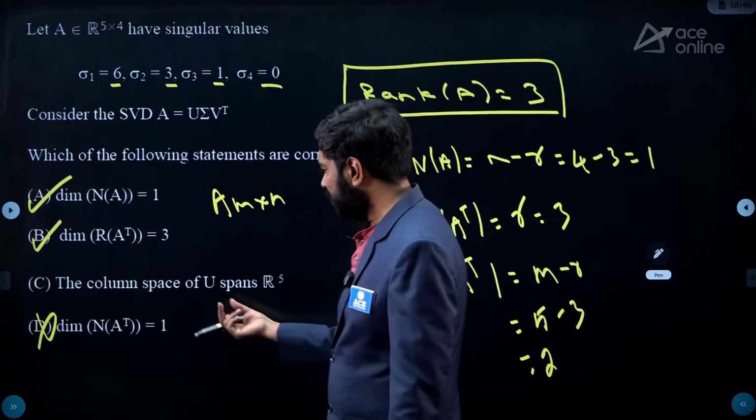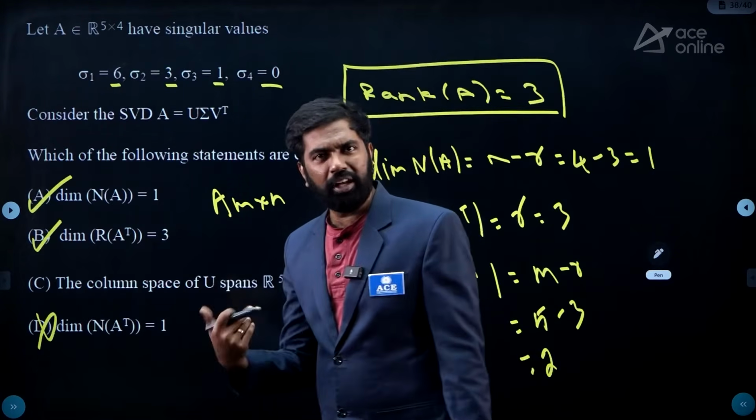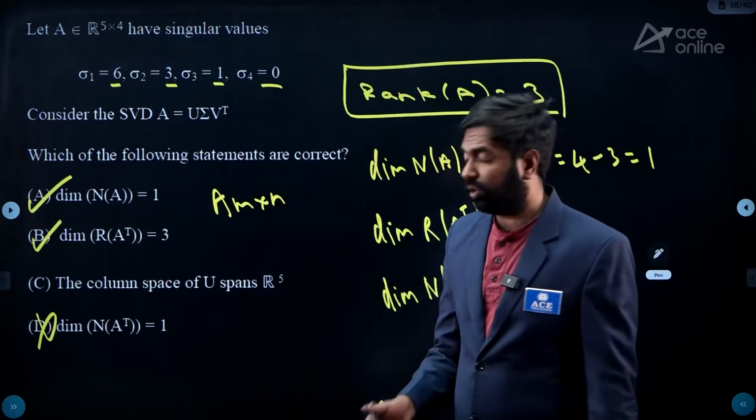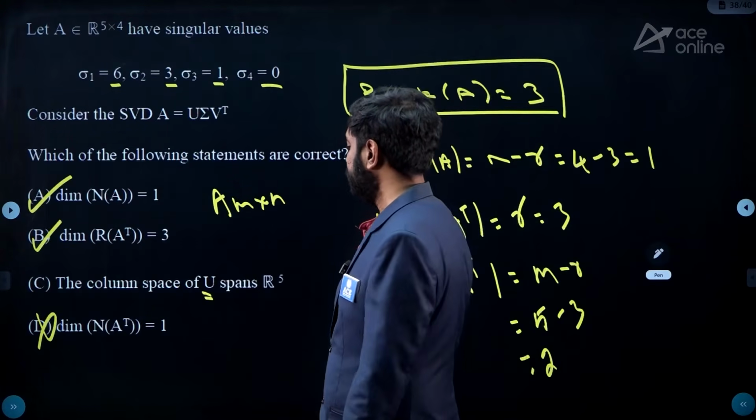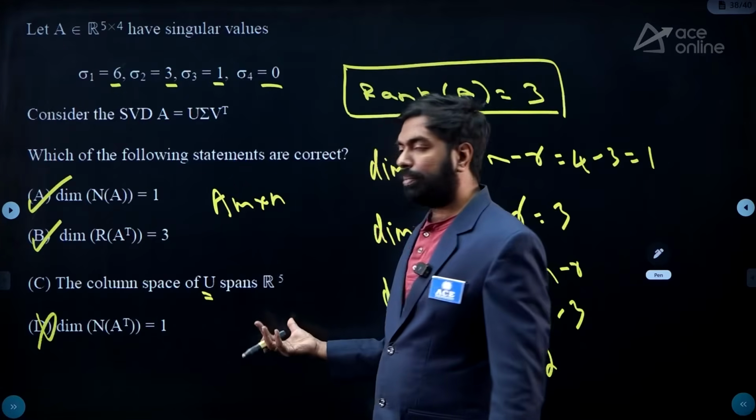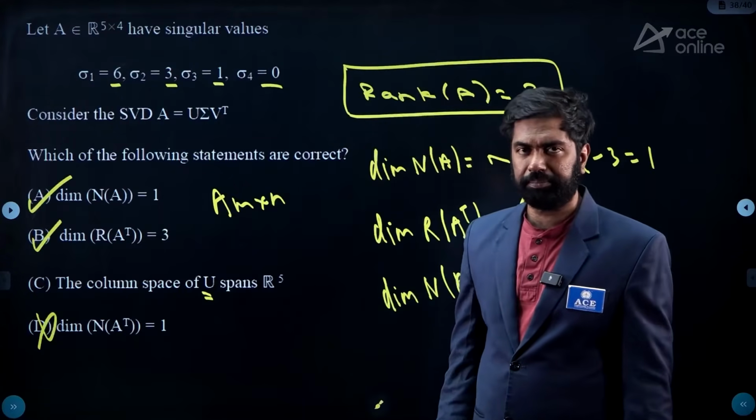The next thing is the column space of U spans R power 5. So first I thought they were talking about the column space of A. No, they are talking about the column space of U. It actually spans R power 5 itself. So you have to verify that.